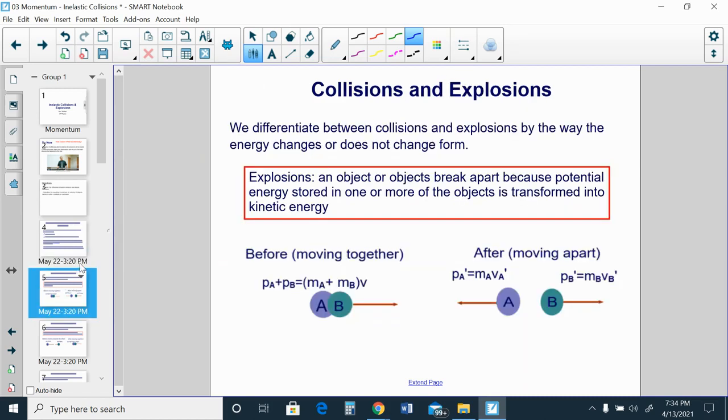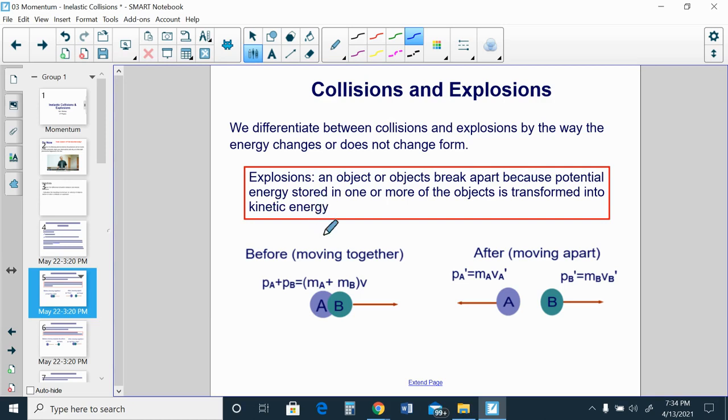We differentiate between collisions and explosions by the way the energy changes or does not change form. Starting with explosions: an explosion is when an object breaks apart because potential energy stored in one or more of the objects is transformed into kinetic energy.